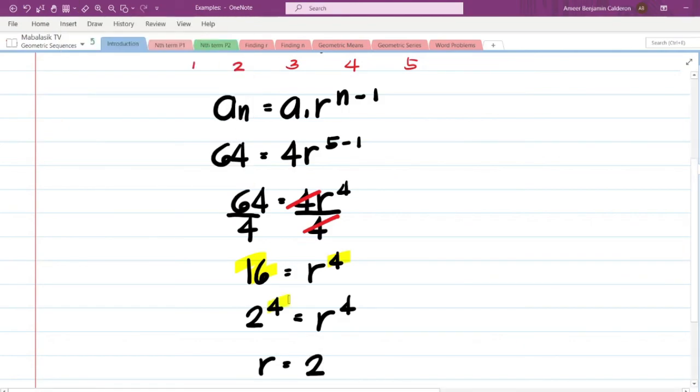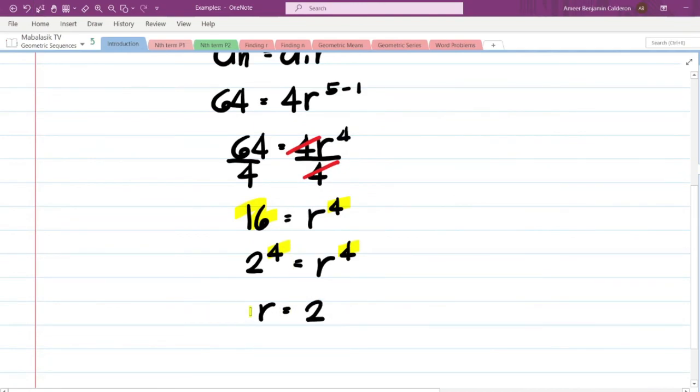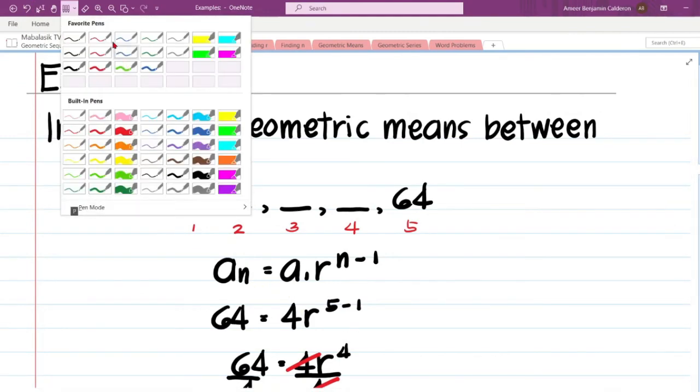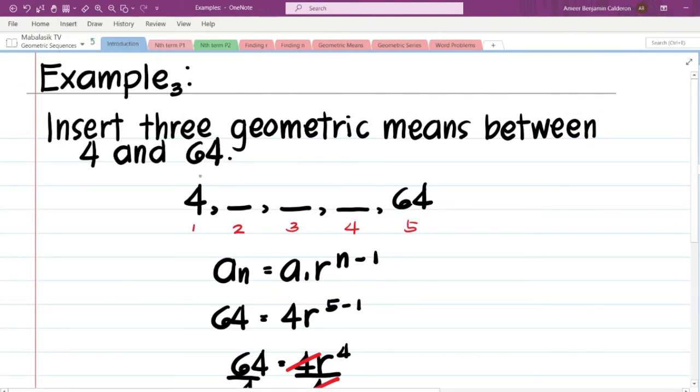We are not going to consider the exponents anymore. So r is 2. So from the first term, we just multiply by 2. So 4 times 2, 8 times 2 is 16 times 2, 32. To check if the answer is correct, 32 times 2, that is 64.